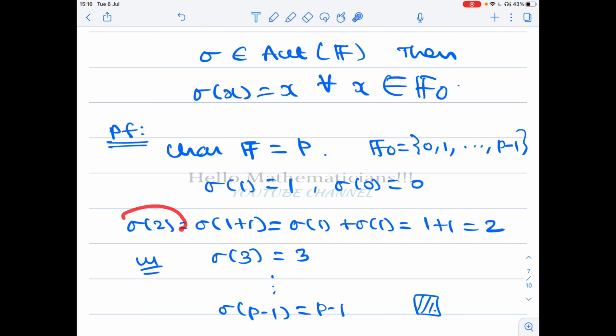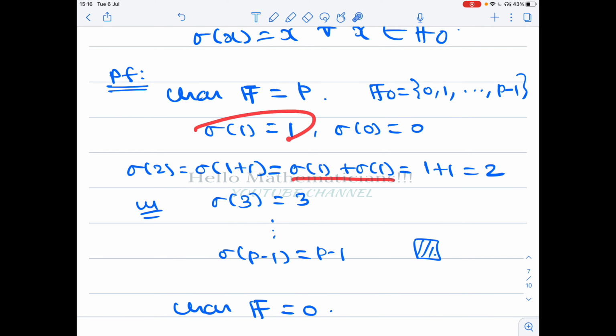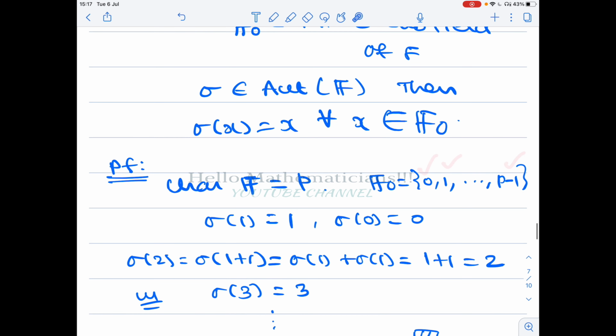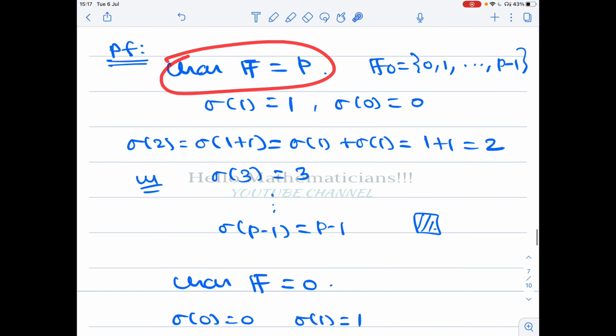Now we see what is sigma of 2. Sigma of 2 is sigma of 1 plus 1, that is equal to sigma of 1 plus sigma of 1. But what is sigma of 1? It is 1. So 1 plus 1 we get 2. Therefore sigma of 2 is also 2. Similarly sigma of 3 equals 3 and sigma of p minus 1 equals p minus 1. So all these elements in the prime subfield are fixed by all the automorphisms of the field F. So for characteristic F equal to p, the proof is done.